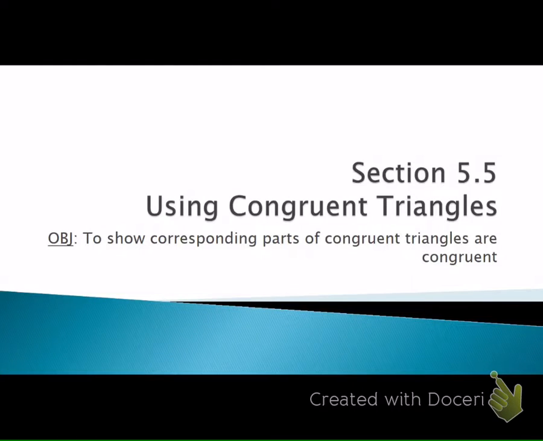Section 5.5 takes a lot of the things that we already know and just sort of combines them into one big lesson. We'll talk a lot about corresponding parts. We'll talk a lot about overlapping triangles. Then you get your homework.